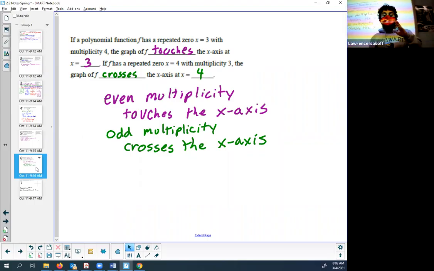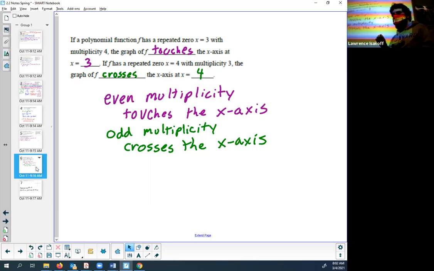If I'm told something has an even multiplicity, that means it's just going to touch the x-axis. If something has an odd multiplicity, it crosses the x-axis. I want to look at that visually first, off of these statements, and then I'm going to explain those statements. Sorry, I forgot that I'd like to switch up that order from the notes they gave me.